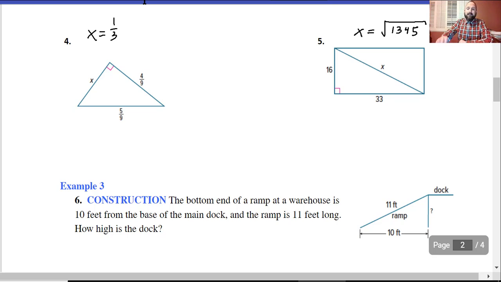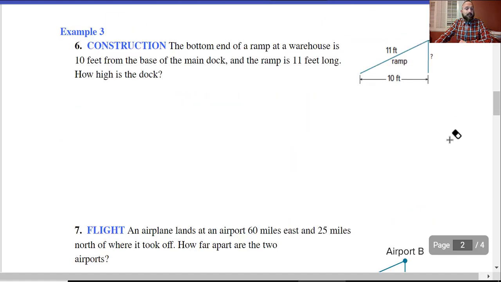All right, let's do the next example. Example 3, construction. The bottom end of a ramp at a warehouse is 10 feet from the base of the main dock, and the ramp is 11 feet long. How high is the dock? All right, well, these problems are just literally real-world problems. So let's do it. Understanding that this is a right triangle right here is imperative. If they didn't actually give us this diagram, we'd want to draw it ourselves.